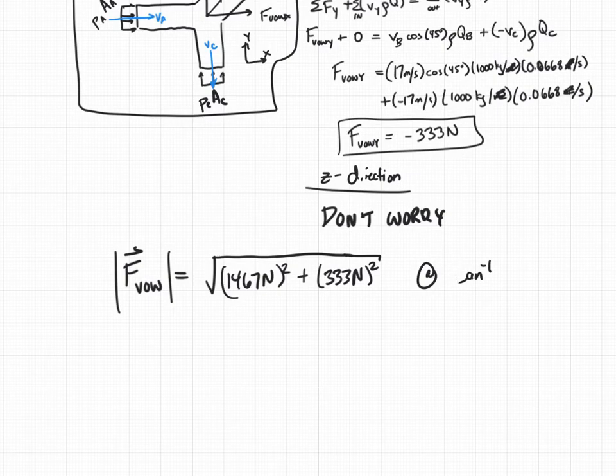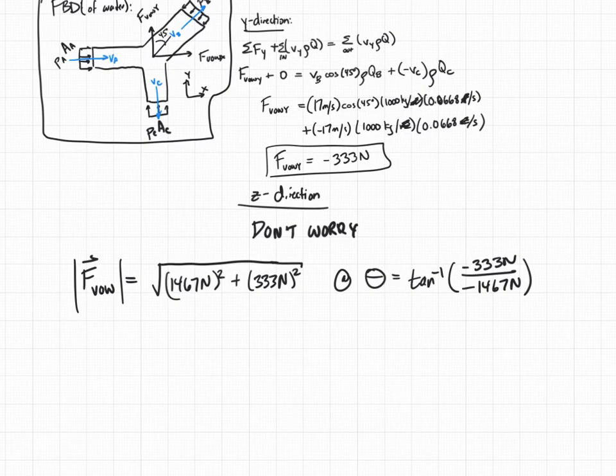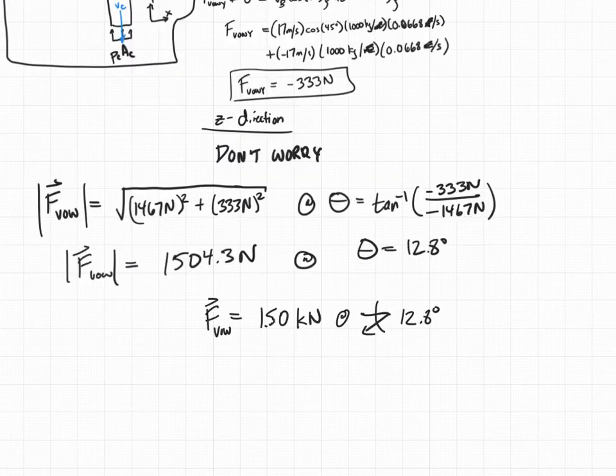at an angle theta equals inverse tangent of negative 333 newtons divided by negative 1467 newtons. Okay, so following the math, we end up with 1500 newtons at an angle of 12.8 degrees. Noticing that because these are both negative, it's one of these 12.8s. So it's back, to the left and down.